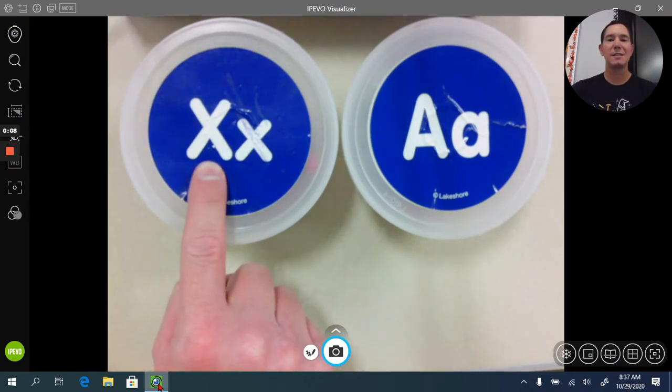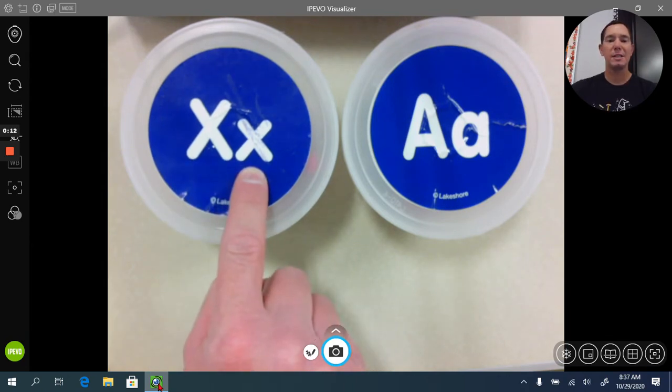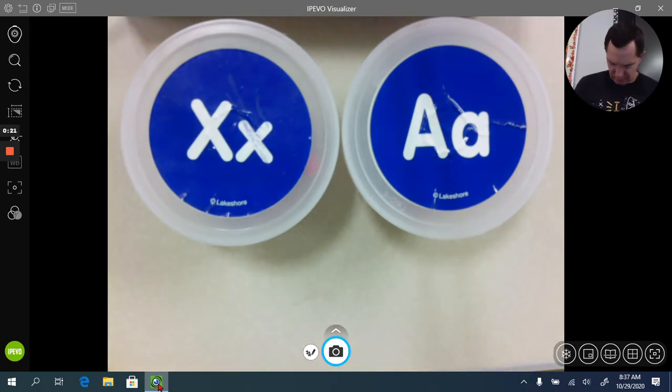What letter is this? X. It's an uppercase X. What letter is this? X. It's a lowercase x. What sound and motion do we make for the letter X? X. We put our hands to our side, we put our head down and close our eyes and relax.